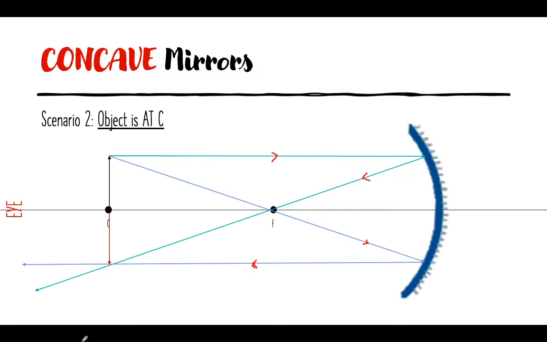So let's describe the image. The size of the image is going to be the same. The attitude is inverted. Location is at C. And type, it is real.